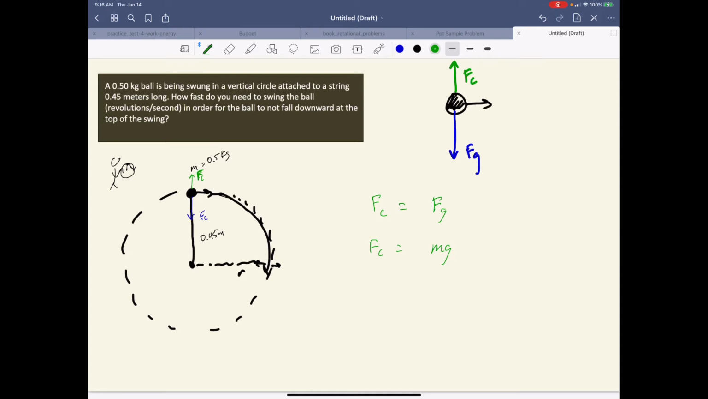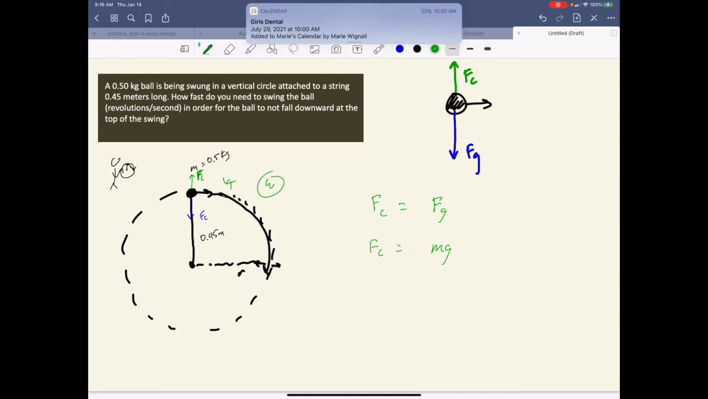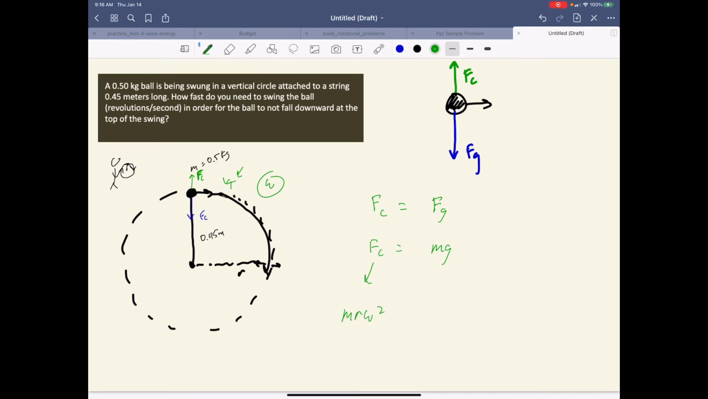So we're trying to get this answer in revolutions per second, which means that we're most likely not interested in the tangential velocity. We're more likely interested in the angular velocity, right? So let's use that equation. You could solve for either, but if you solve for v sub t first, you're just going to have to convert it anyway. So let's solve it straight away: m r omega squared has to equal mg.